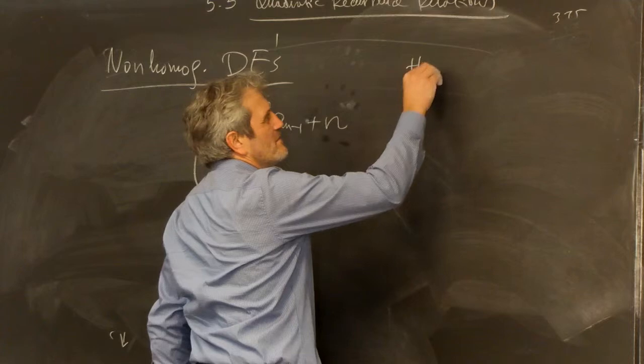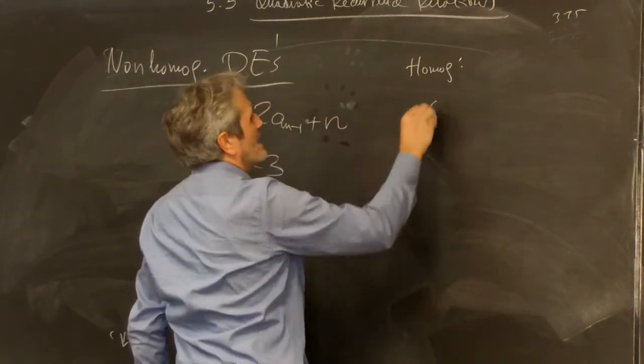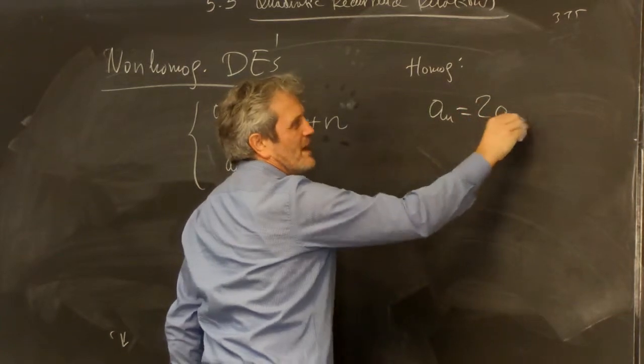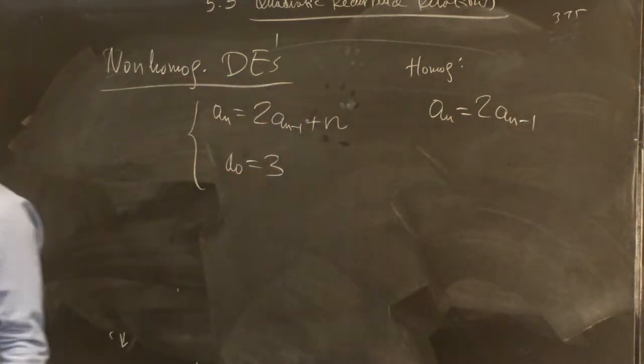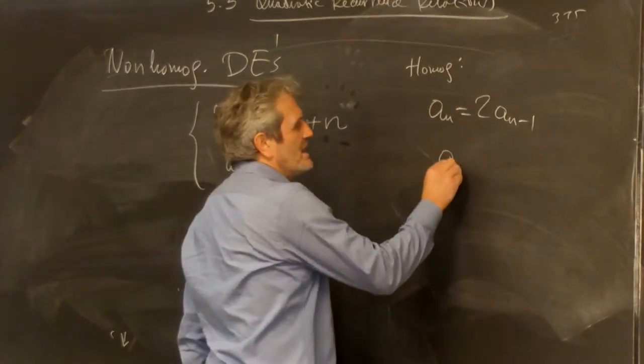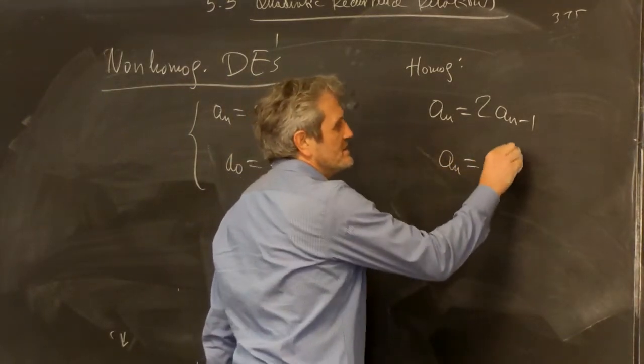Homogeneous. So what would that be? a_n equals what? 2a_{n-1}. Did you see that? This is very easy. I don't need any recurrence or anything. What is this? Is it geometric? So what is this telling you? This is the equation a_n equals 2 to the n.